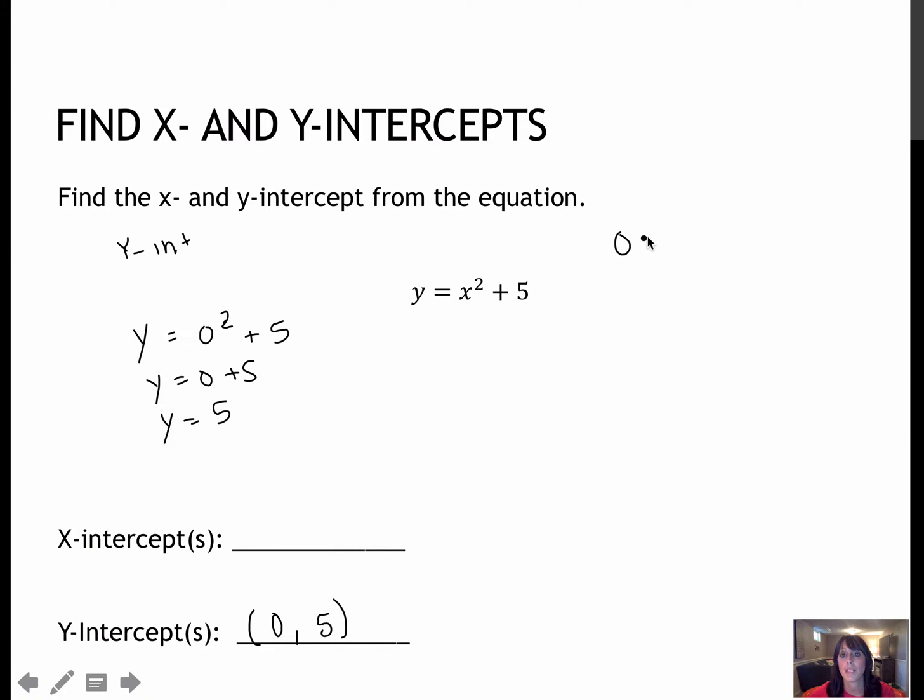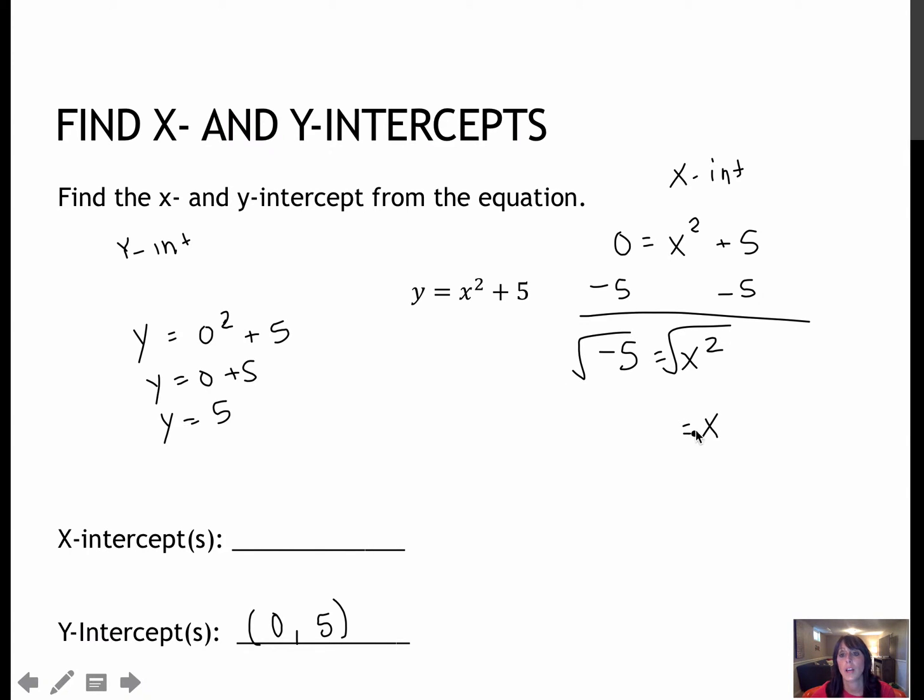I'm going to do the same thing here to find the x-intercept. I'm going to replace y with 0 this time. And then I'm going to subtract 5, so I have -5 equals x squared. And when I take the square root, I know that I get i radical 5. Well, what does that mean? That means it's an imaginary number, which means it's not actually going to cross the x-axis at all. So there are no x-intercepts, and there's a y-intercept at 0, 5.